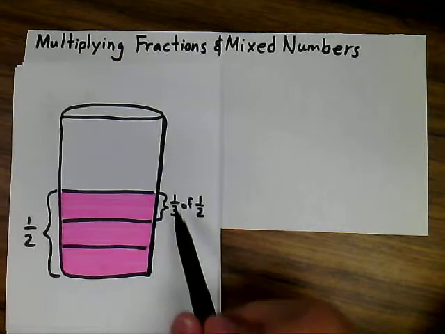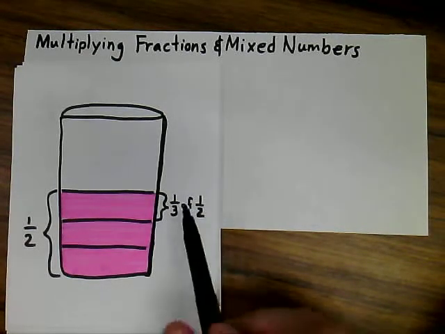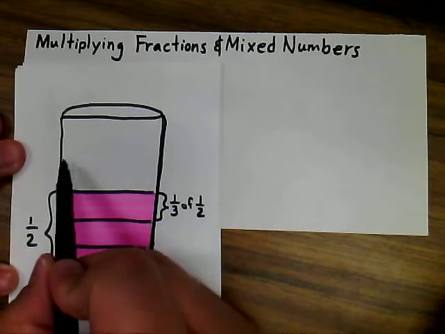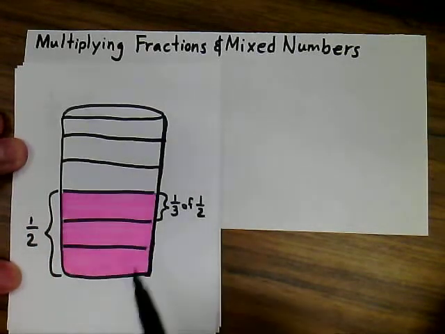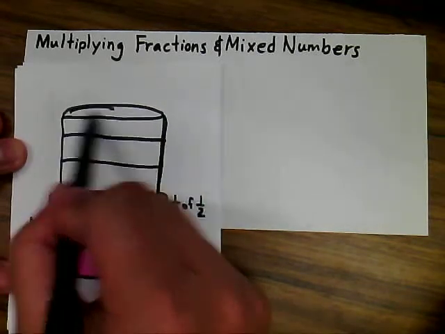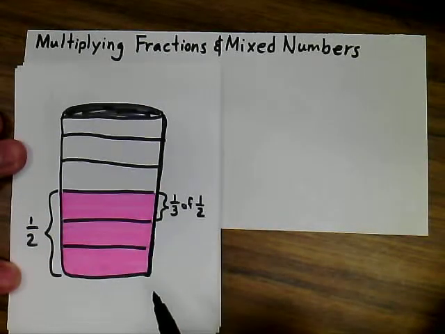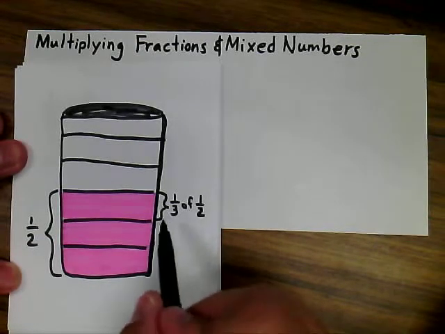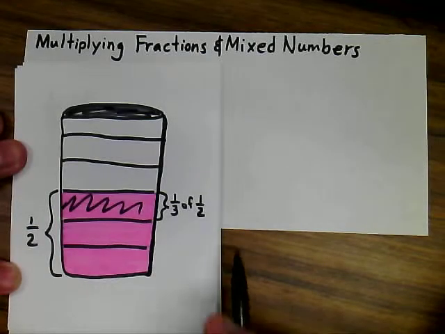So if you were to drink 1/3 of half the cup, you didn't drink 1/3 of the cup. You drank 1/3 of 1/2 of the cup. So really, the whole cup would need to be cut into sixths to get a true idea of how much of the cup you actually drank. So 1/3 of 1/2 actually would represent 1/6.